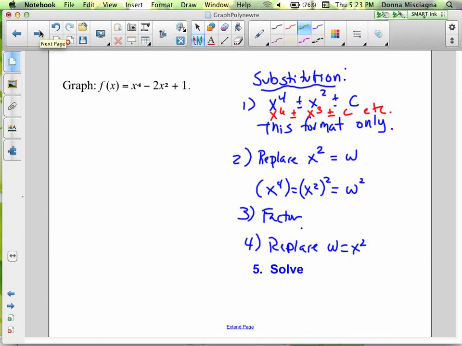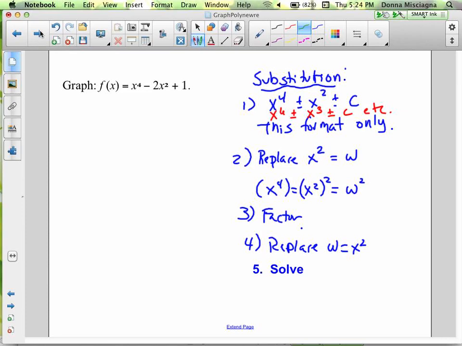All right, so we could use substitution. Anytime you have three terms, and two of them have an x and one is a constant, and the two x terms have exponents where one is double the other, you can use substitution.